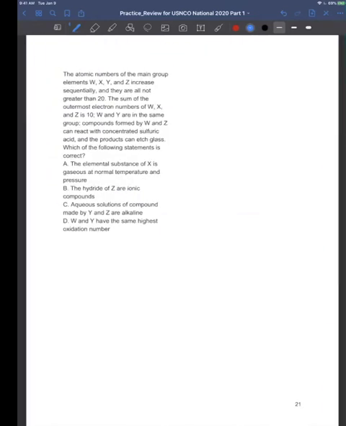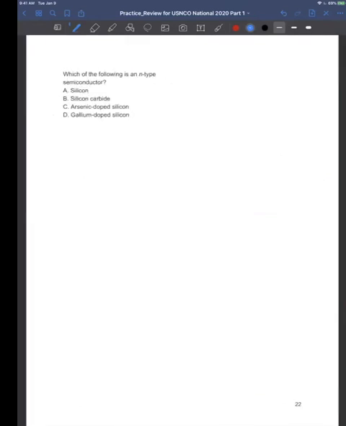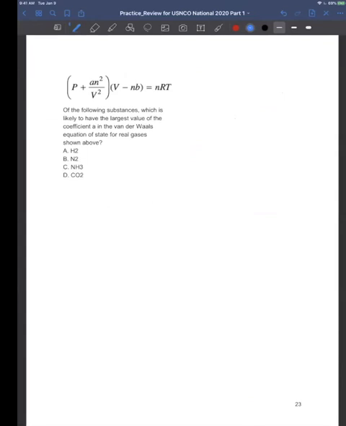This is too time consuming. Let's skip it. This is too stupid. This is not too bad. Let's try it.